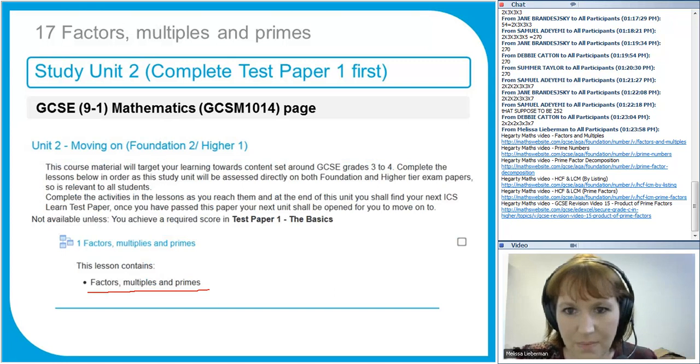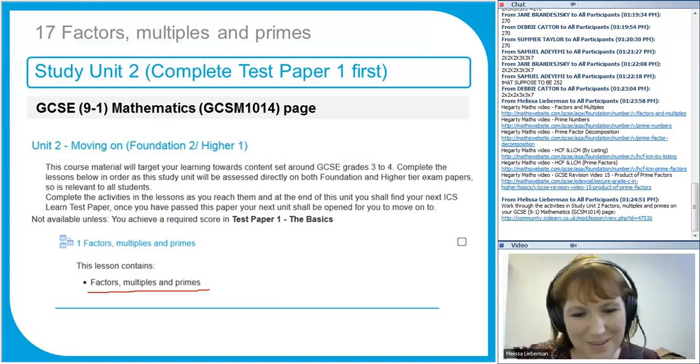I'll just give you a link to that. So once you've completed test paper 1, you'll be able to work through these activities. I'll just give you a link to those, in case you don't want to go looking, just click on it and it will open up straight away.